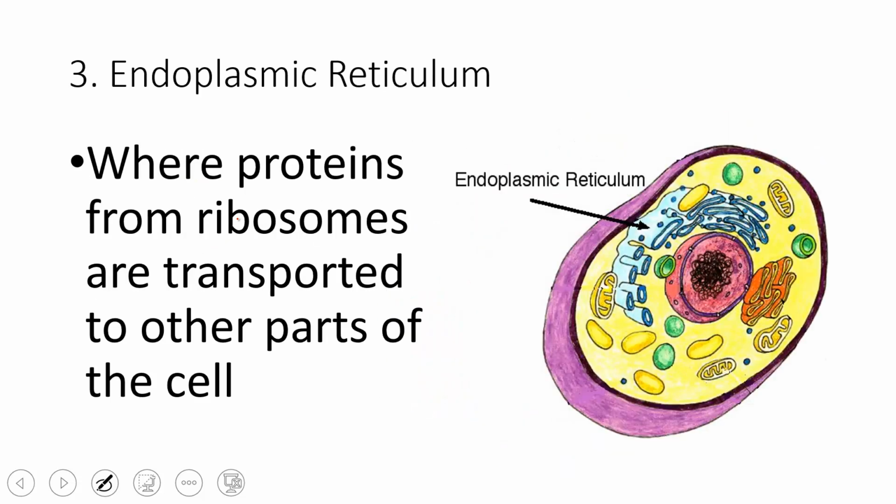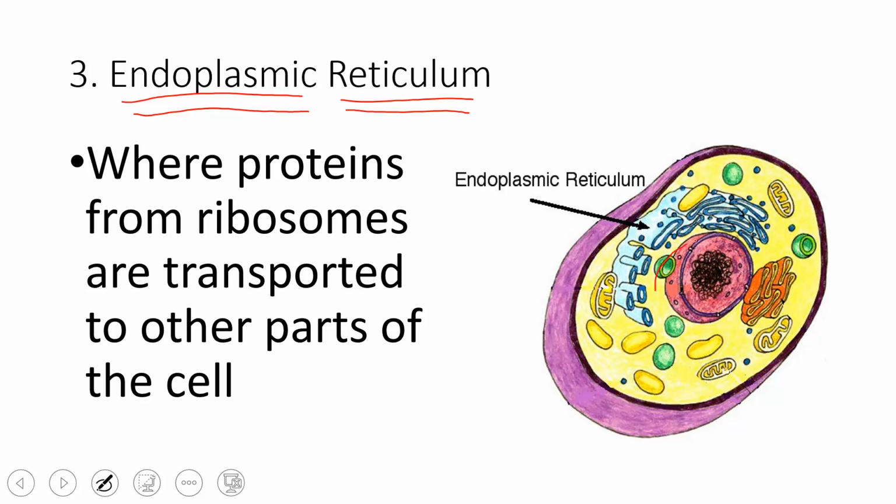Let's look at the next organelle. The next one is called the endoplasmic reticulum. I'll say it again. Endoplasmic reticulum. I dare you to say that to a few people after you leave school today, as it's probably a word most people are not familiar with, but you will be by the end of class today. The endoplasmic reticulum is where proteins made by the ribosomes are transported to other parts of the cell.